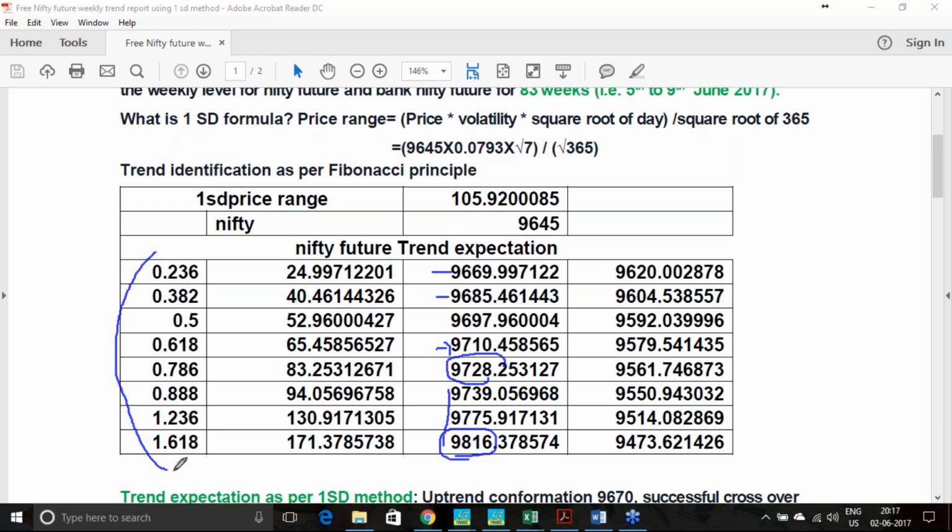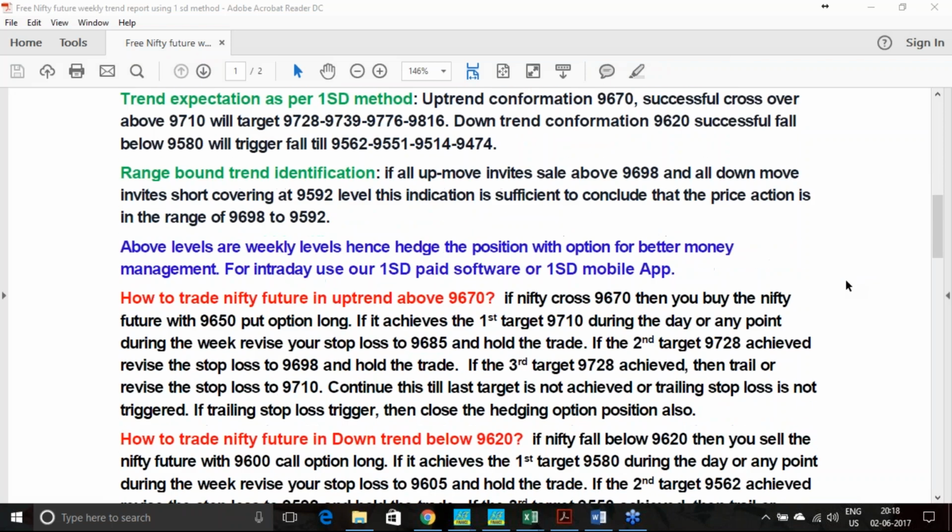This is one cycle. So 0.236 to 1.618 is one cycle, one process. Once this one process has ended, the second process will start, then the third process will start. So it can move through three different cycles, or maximum 5 cycles if there is great demand. So this is the trend analysis we got. Once we have the trend analysis, then we have to implement it in our trading practice. When we trade based on a specific practice, some people put a stop loss and come out. Some people hedge it with some options and initiate a trade.